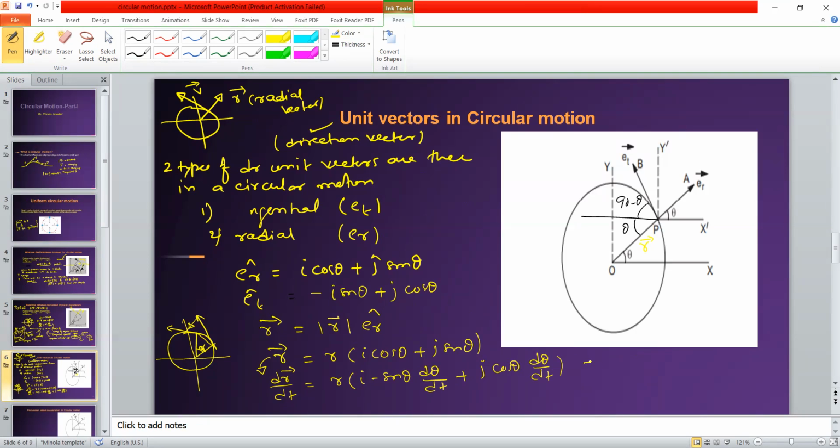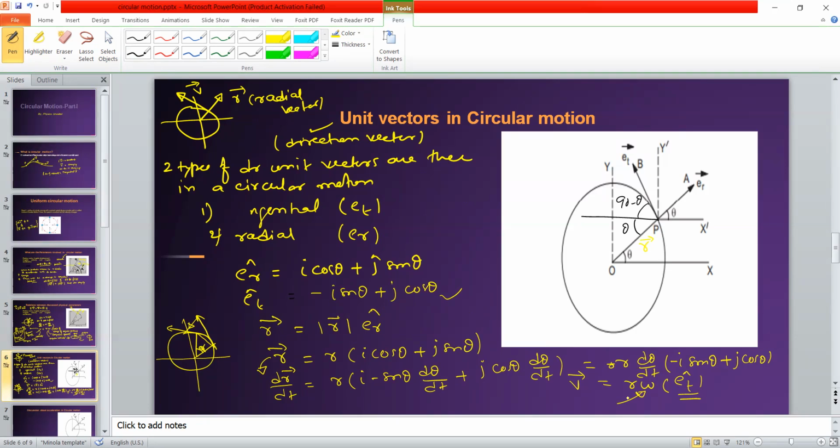So this shows d theta by dt is equal to minus I sin theta plus J cos theta. D theta by dt is nothing but the omega. This is omega, and this minus I sin theta plus J cos theta we may write as ET. So this is the direction of velocity. The velocity is always acting towards the tangent and its magnitude is R omega, as we have already proved.